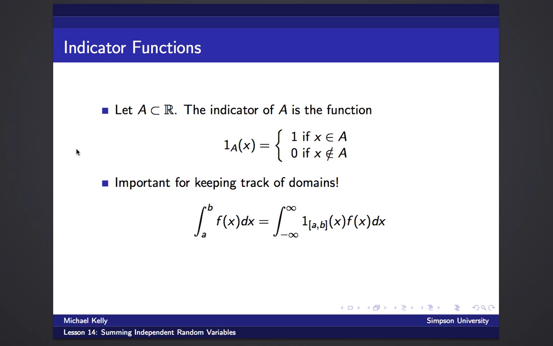Whenever I brought this up in class, we talked about how it can be used to change integrals so that all your integrals can go from minus infinity to infinity, and we don't have to worry about the range. So instead of integrating from a to b, we integrate from negative infinity to infinity, but we multiply by the indicator from a to b, so that everything outside of that interval is just set to 0, and there's no area.